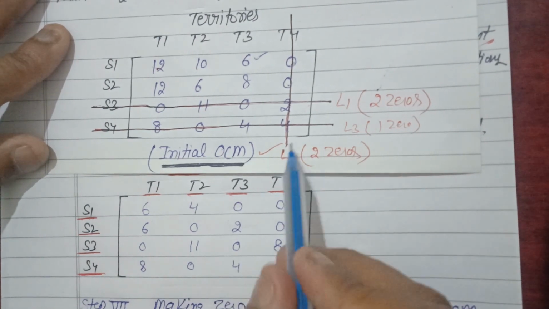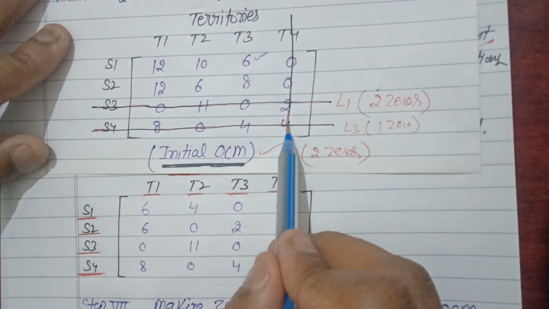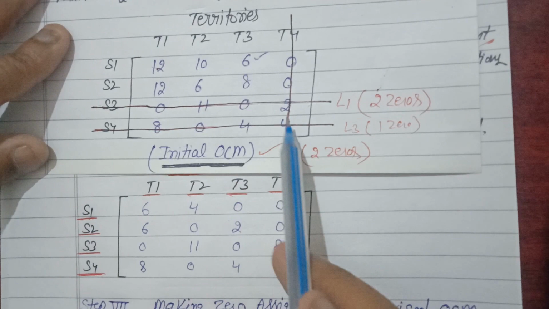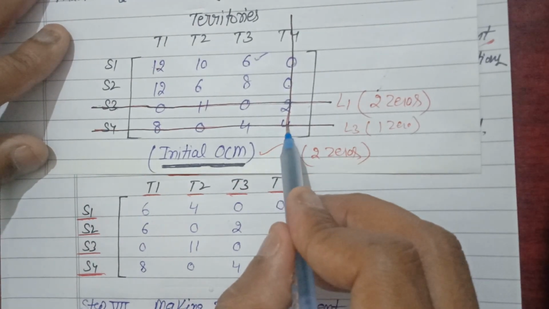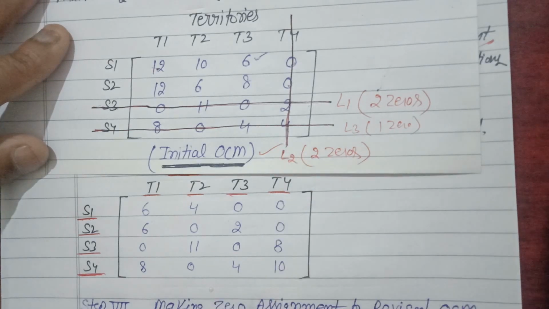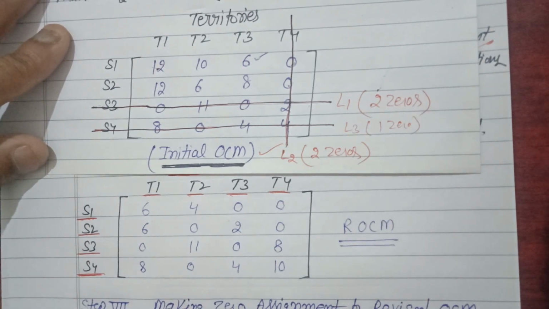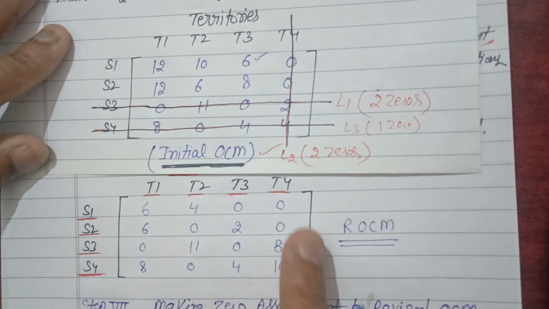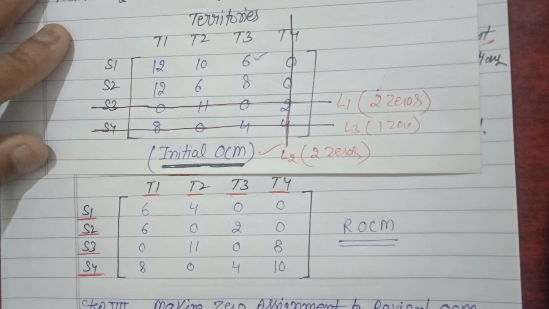Okay, now again you will see that this 4 is at the intersection of two lines, so we have to change this. For changing this we have to add this 6 to this 4 so that it will become 10, because this element is on the intersection. Okay, now this is the revised opportunity cost matrix, and now we have to make the 0 assignment to this revised opportunity cost matrix.